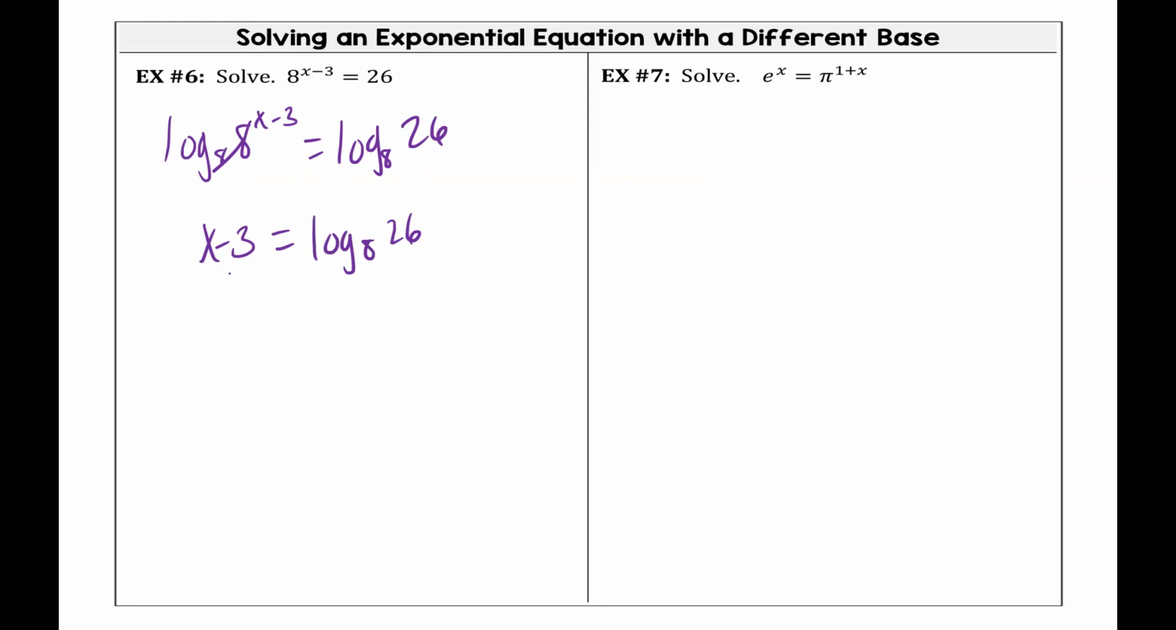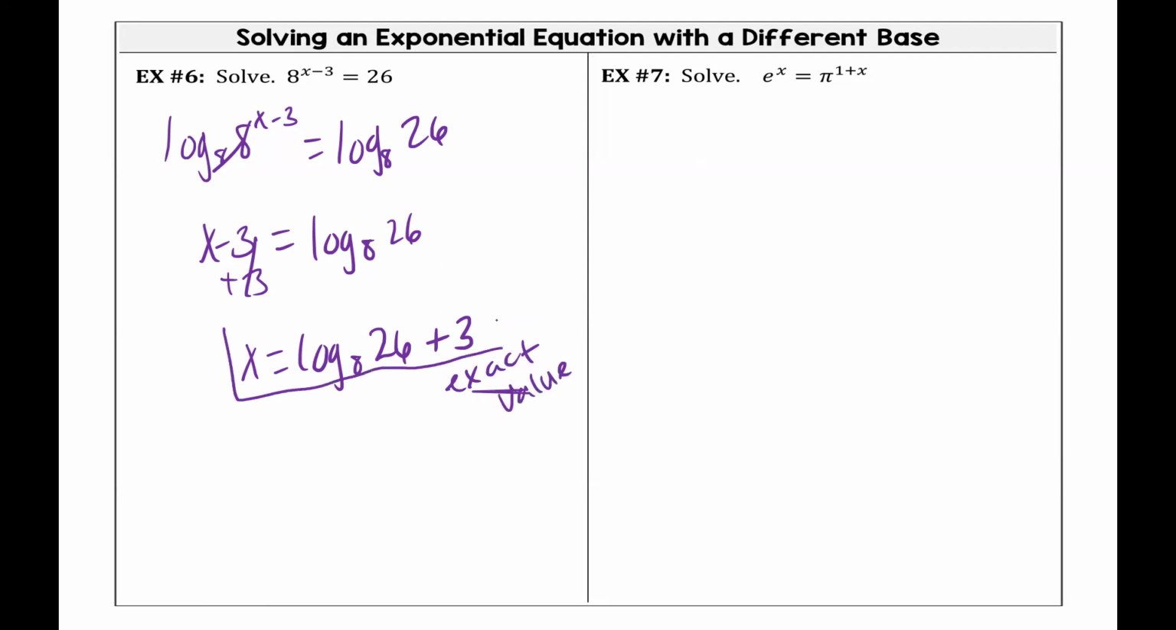And then to get x by itself, I need to add 3. And what I do to one side, I'm going to do to the other. So that gives me x equals log base 8 of 26 plus 3. If this is on the non-calculator side, this is what you would write. This is your exact value. And you would be done.